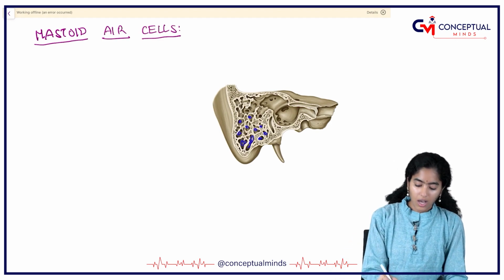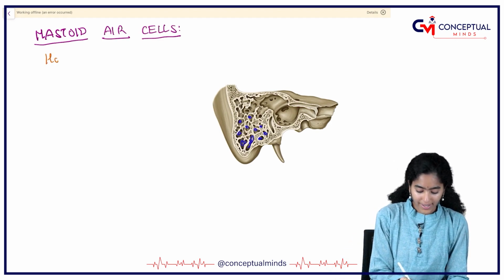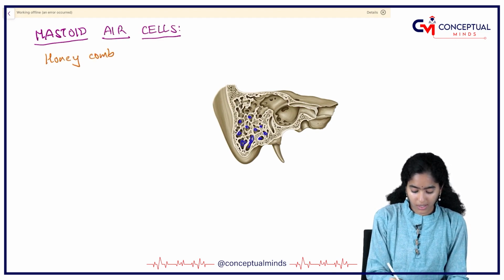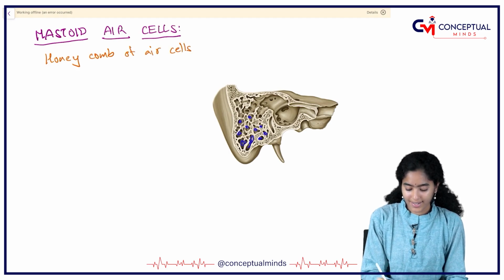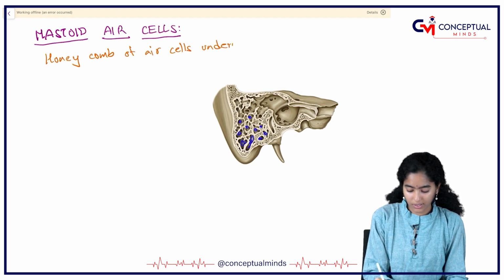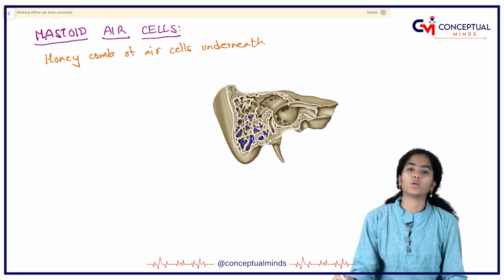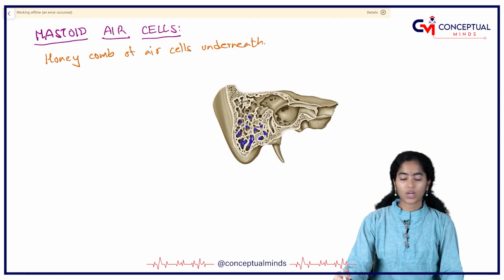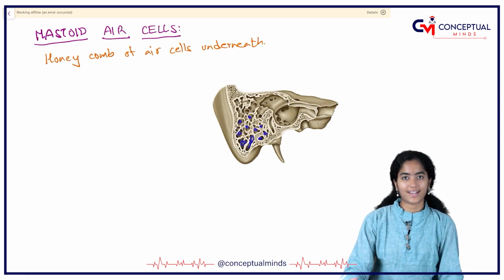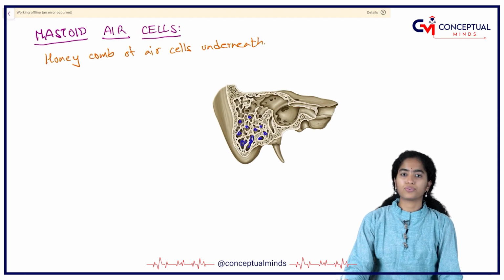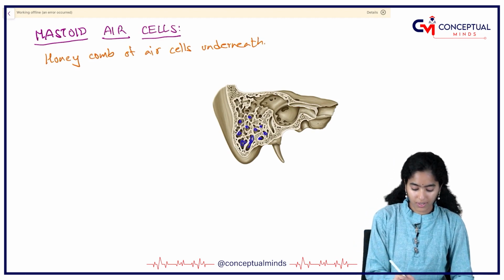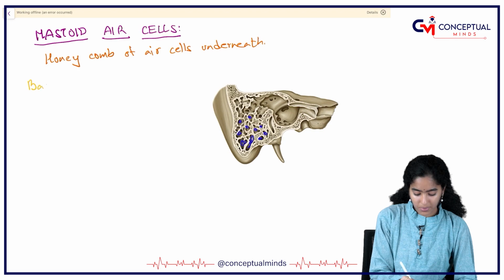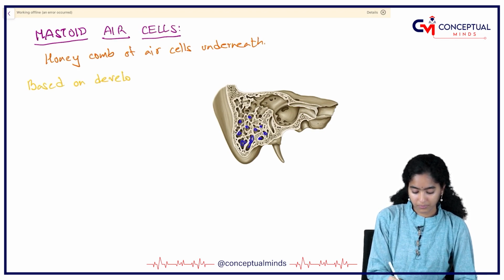So there is a honeycomb of air cells underneath. Aren't they all looking like a honeycomb? Yes. A honeycomb of air cells is present underneath the mastoid bone. Based on the development of these air cells, the mastoid is of three types. Let us see what those three types are, based on development.